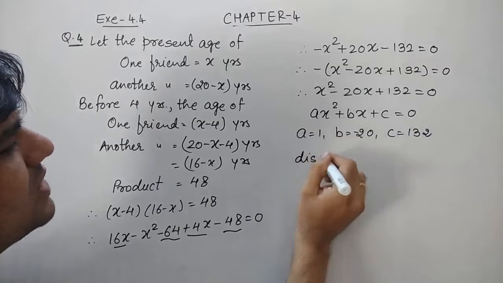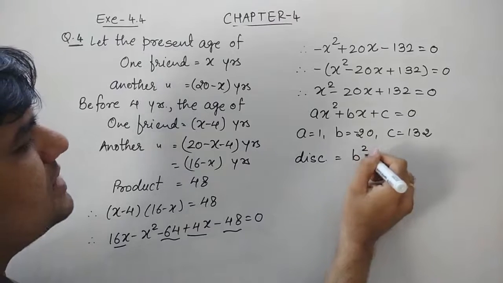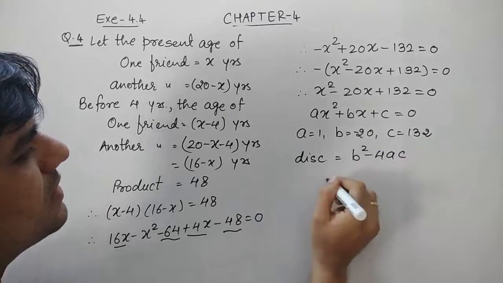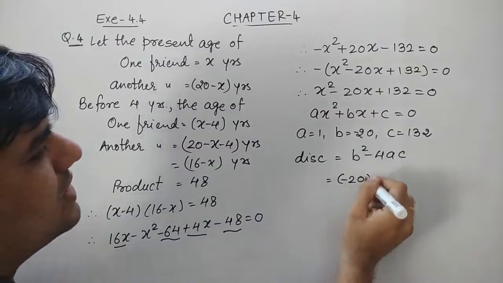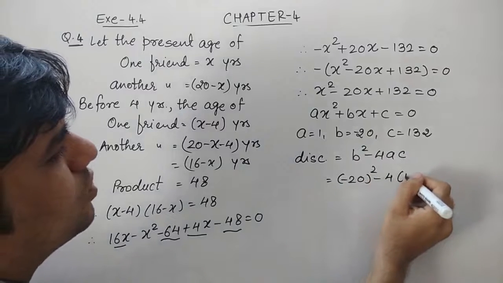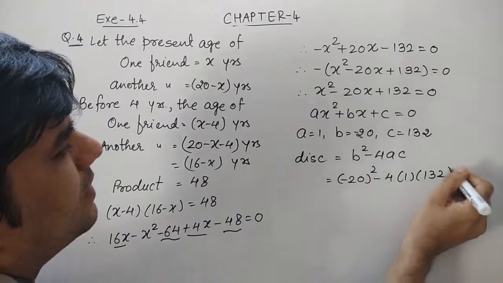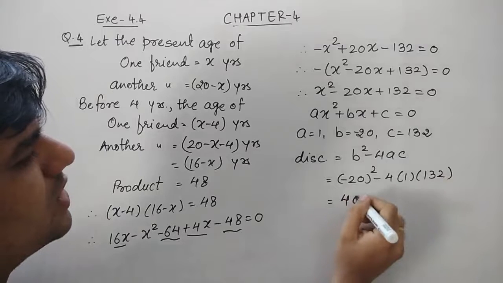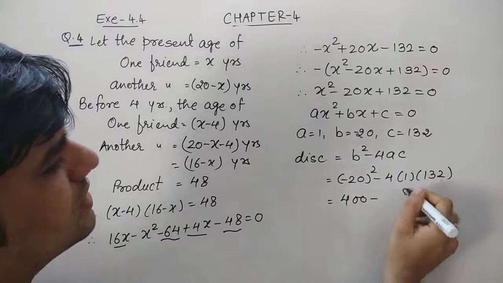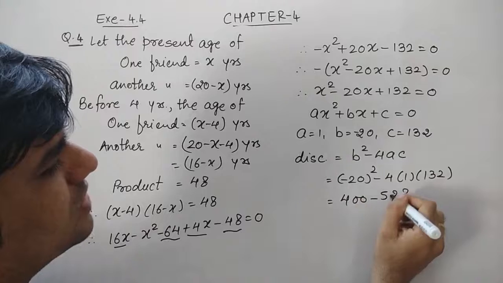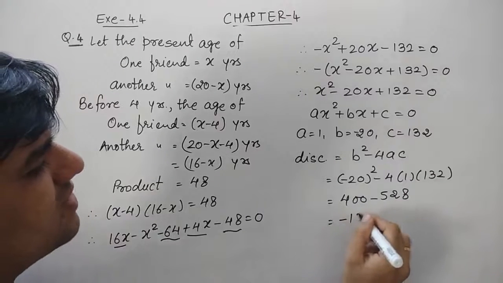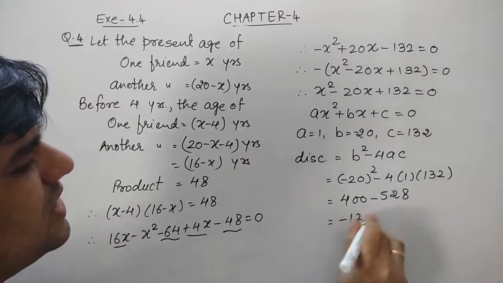Let us first find out the discriminant. It's b square minus 4ac. It is minus 20 the whole square minus 4 a and c. The square of 20 is 400 minus, when I do the product, so it is this. So we can see that the value is minus 128.